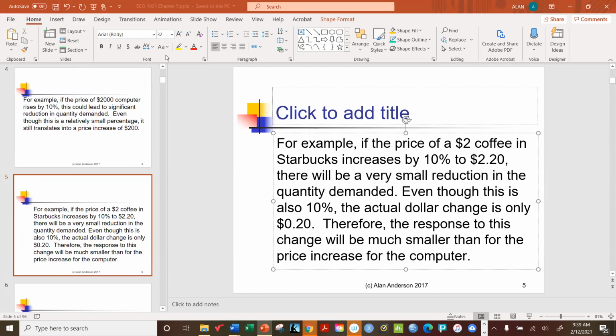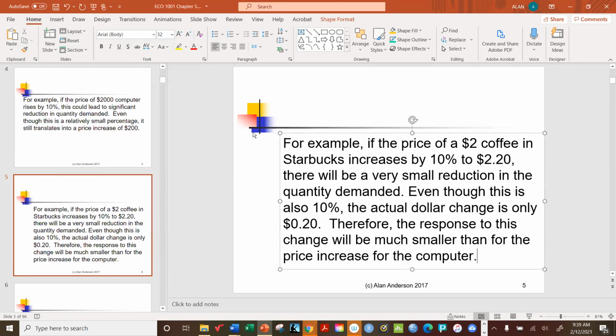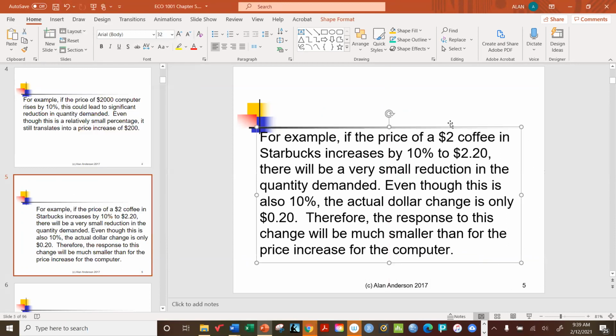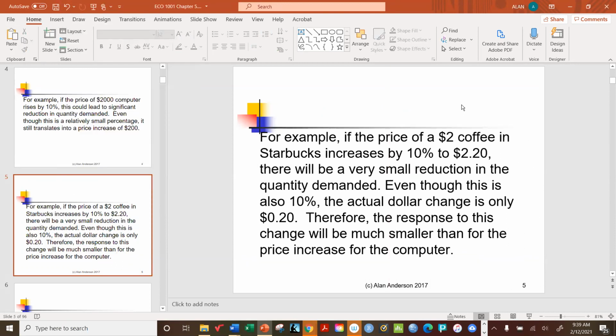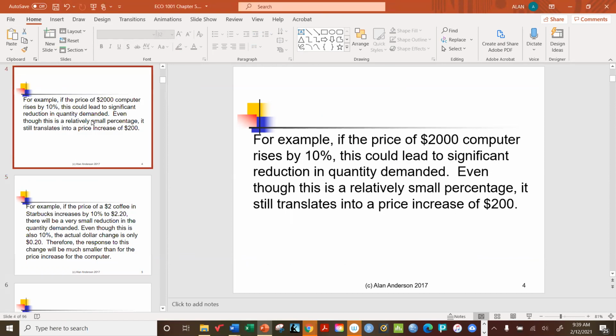Okay, does that make sense to everyone? It's still 10%, but it's only 20 cents. A few people might switch over to something else. They might say, well, then give me the tea or something, but it's not going to have a huge impact on most people. It's 10%, but it's 20 cents. The computer is a very different matter, isn't it? That's $200. That's a lot of money any way you look at it.